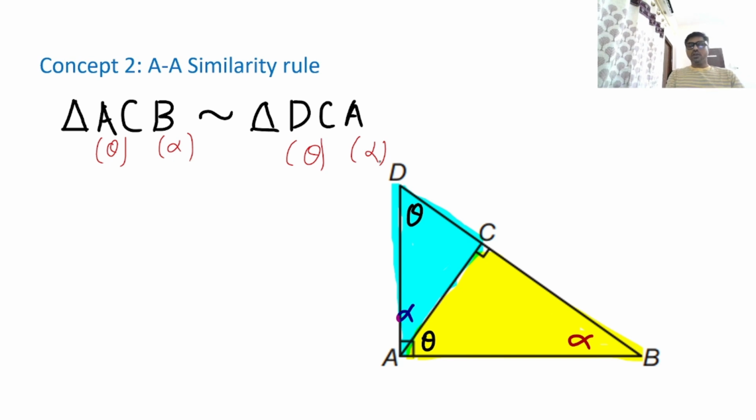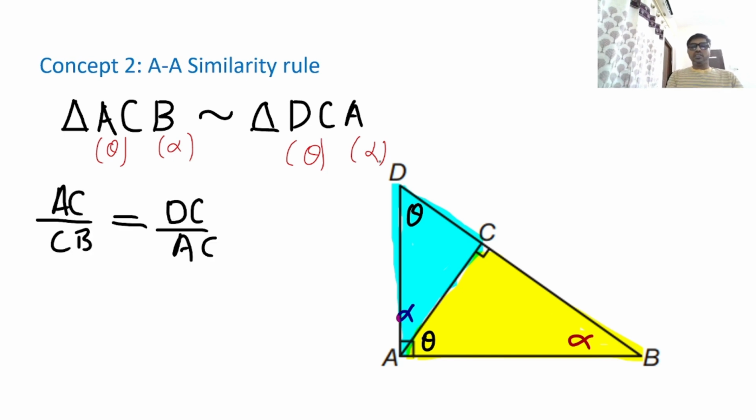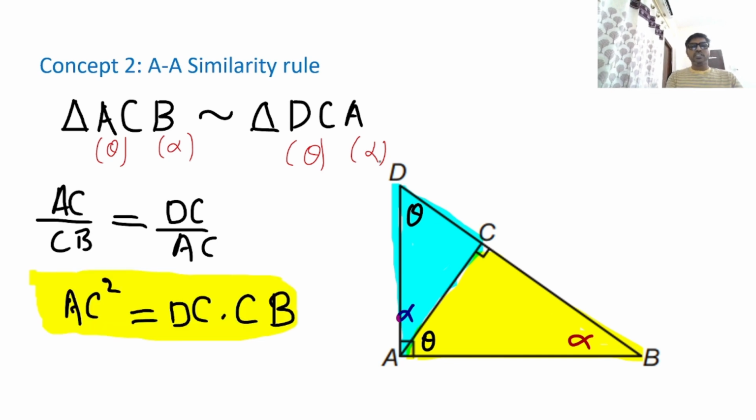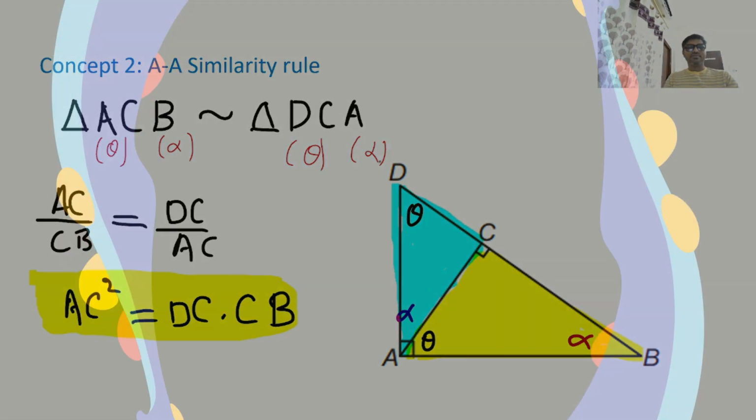Once you know these two triangles are similar, you know that the ratios of the sides must be equal. So we write it in the same order: AC by CB equals DC by CA. In that order we should write. CA equals AC, order doesn't matter. So this is a relation you have. Just go for a cross multiplication and you get the answer. AC times AC, that is AC squared, equals DC into CB, and that is what you are supposed to prove. It becomes much easier this way, and the solution is completed. Thank you very much.